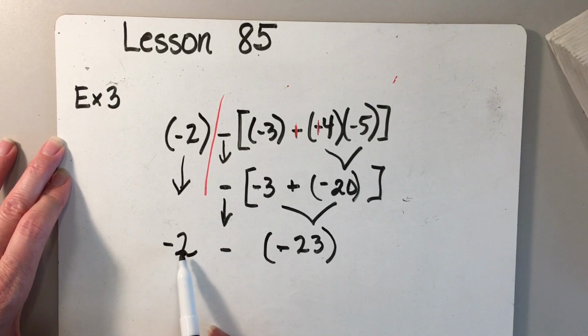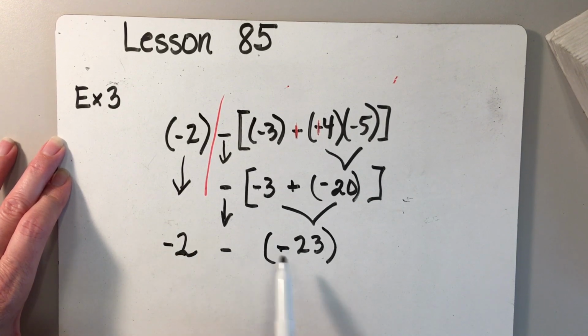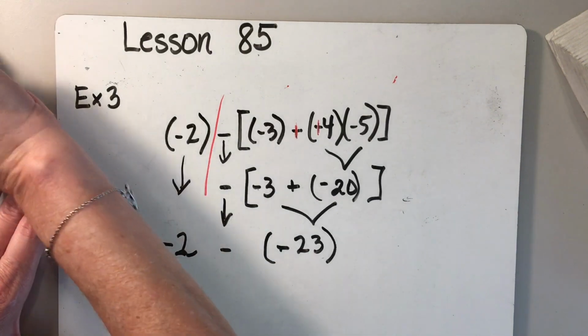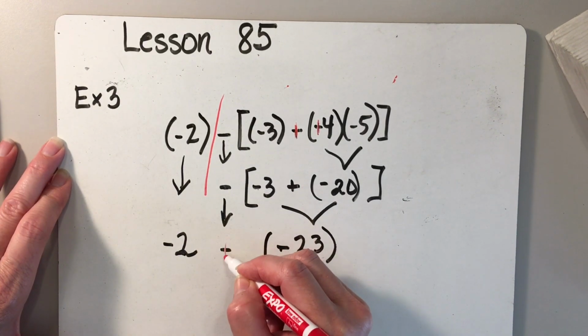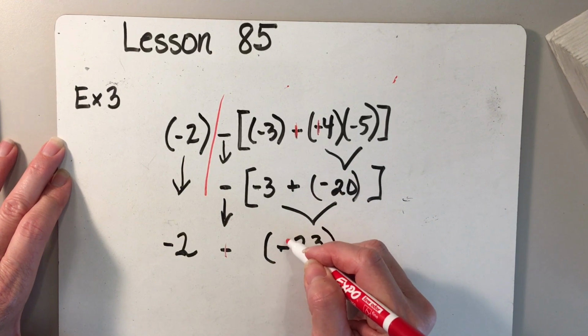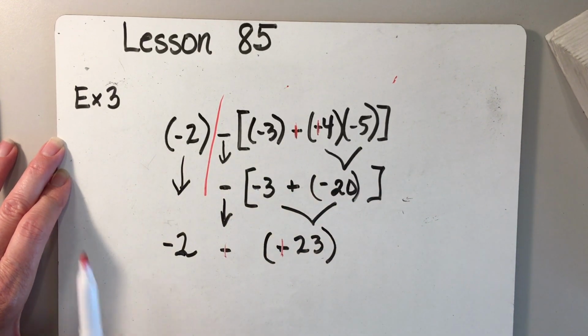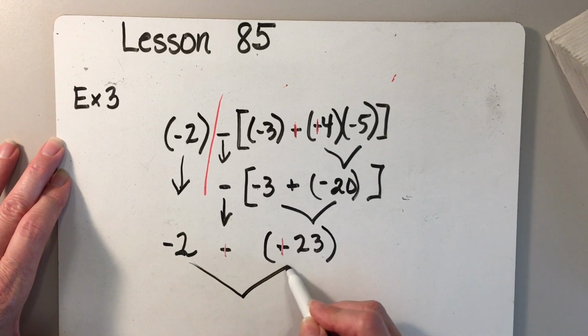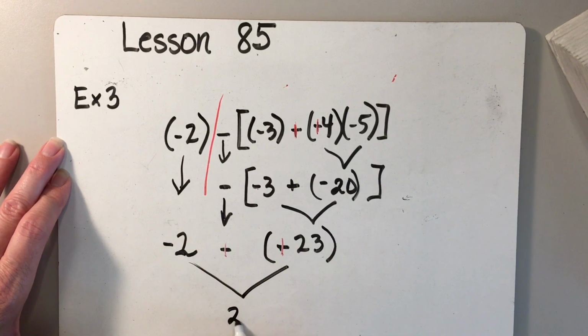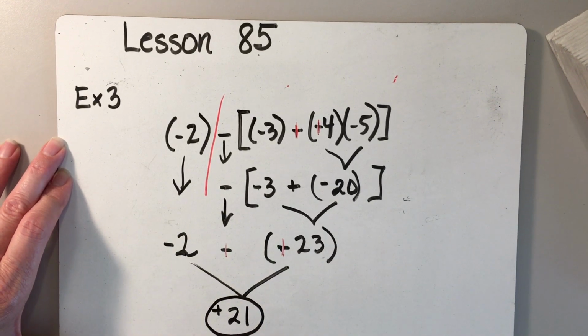So we have to take negative 2 and we have to subtract a negative 23. Remember, we do not have minus signs. We need to change them to addition, change the next number to its opposite, and then solve the problem. You have negative 2 plus a positive 23. Notice the signs are different, so we subtract them. 2 from 23 is 21. We take the sign of the larger number, it's positive, so our answer is positive.